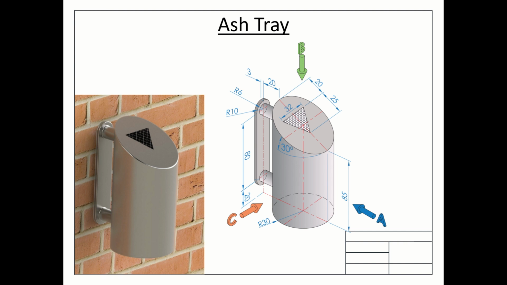Hi all, welcome back. This is the third exercise that we have for our class. In this exercise, we're going to draw in the plan, elevation and end view for this truncated cylinder ashtray, or kind of cigarette bin, that we have here. So it's going to be a wall-mounted bin.